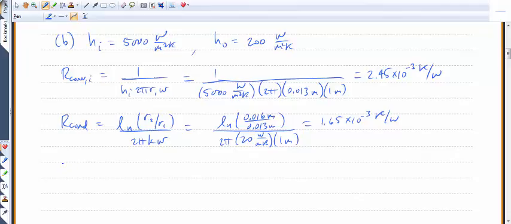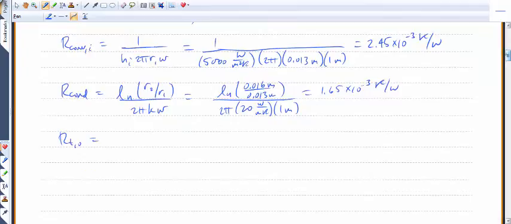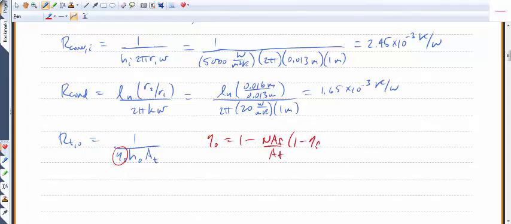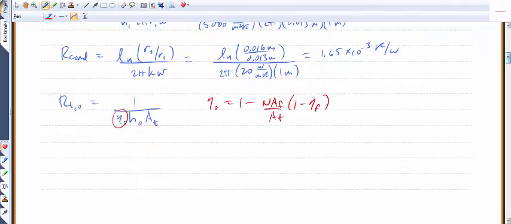Finally, we have our R_to. And in order to solve for our R_to, which is 1 over eta sub o times h_o times A sub t, we need to first find what eta sub o is. So eta sub o is 1 minus n times A_f over A sub t, times 1 minus eta sub f. So of course we need to find A sub f, A sub t, and eta sub f. Let's start by finding eta sub f.